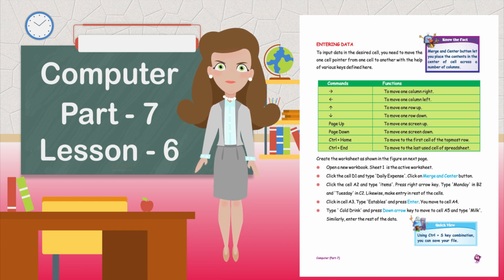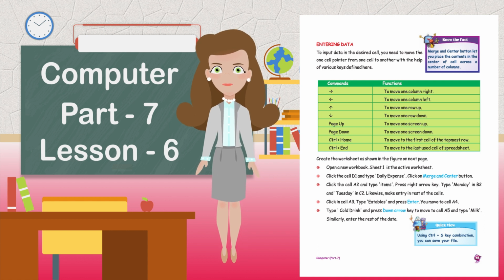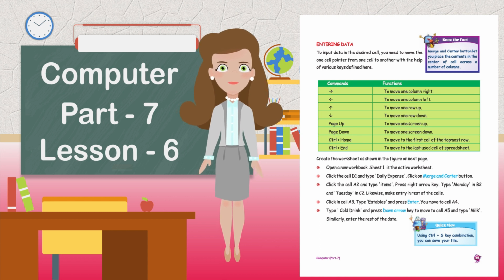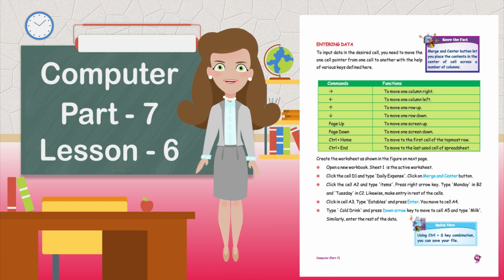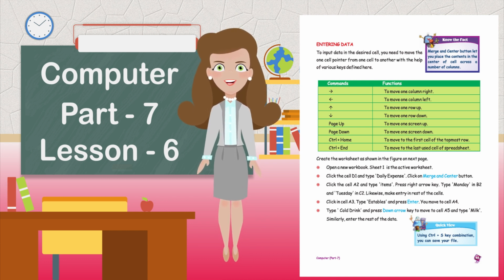Create the worksheet as shown in the figure on the next page. Open a new workbook. Sheet 1 is the active worksheet. Click the cell D1 and type Daily Expense. Click on the Merge and Center button. Click the cell A2 and type Items. Press the right arrow key. Type Monday in B2 and Tuesday in C2. Likewise, make entries in the rest of the cells.